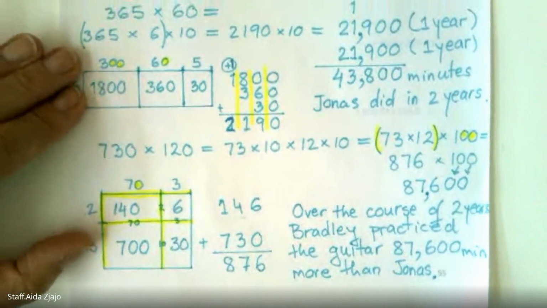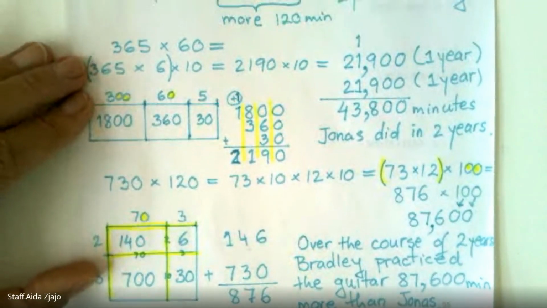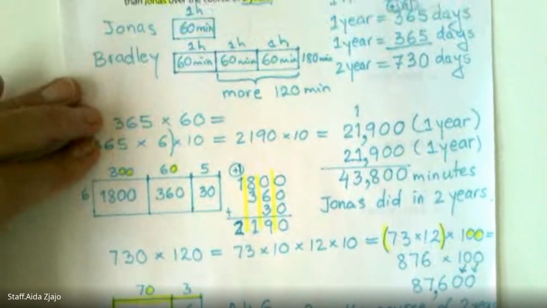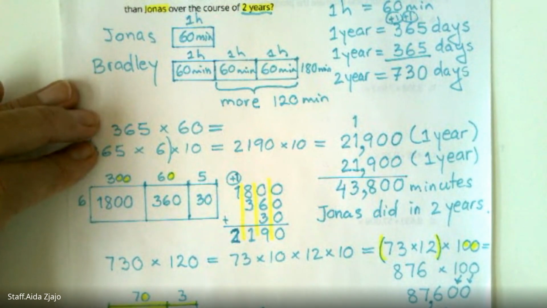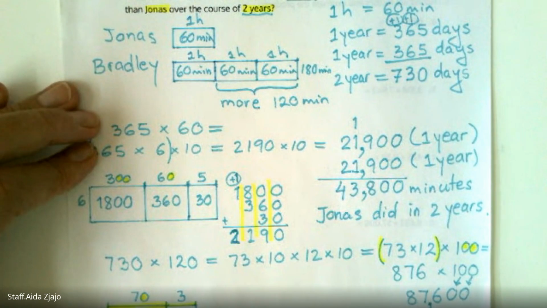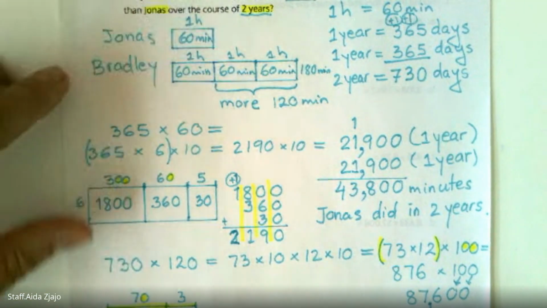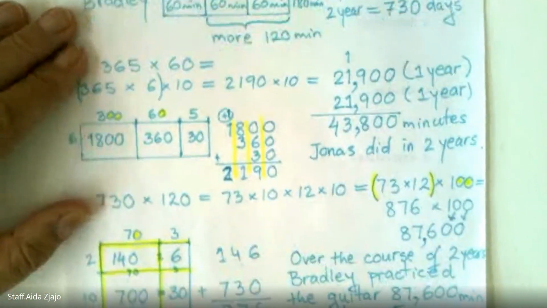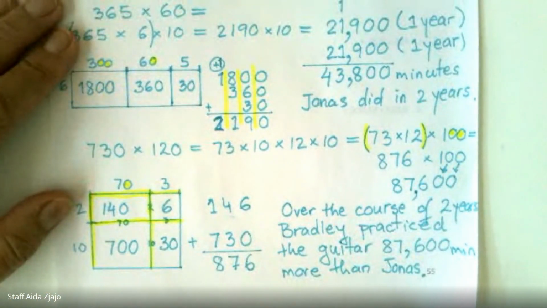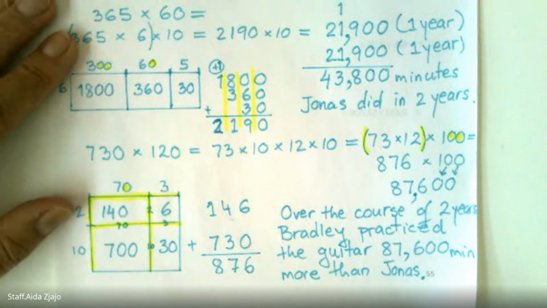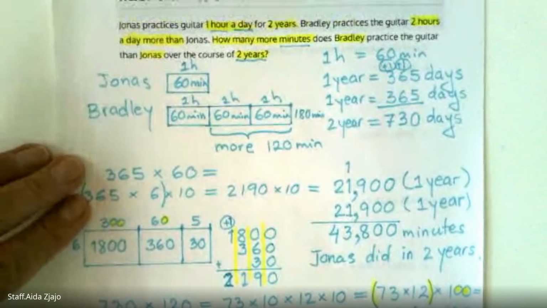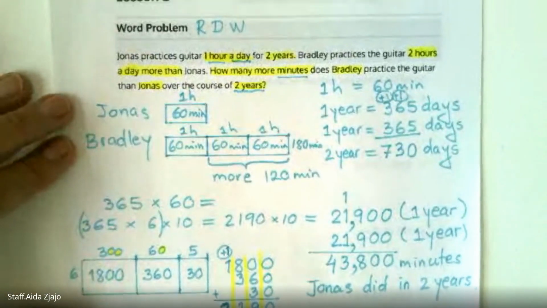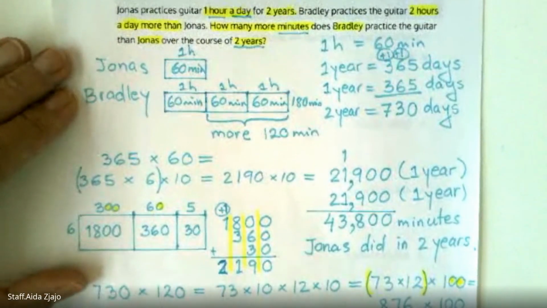I don't have room to show you that my answer is correct, because it will match even if I multiply 180 minutes times 730, and then from that product I subtract how many Jonas did. Then I will find the difference in between, which is how many more minutes Bradley did than Jonas. Okay, guys, there is always another solution. So I like it if you have your own ideas and you use your own work.